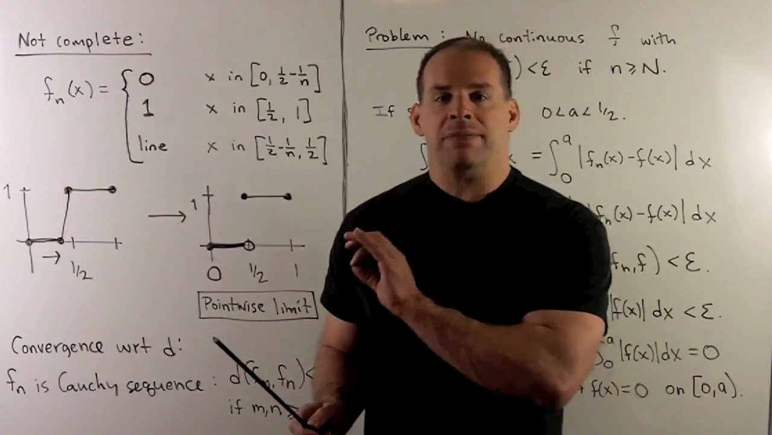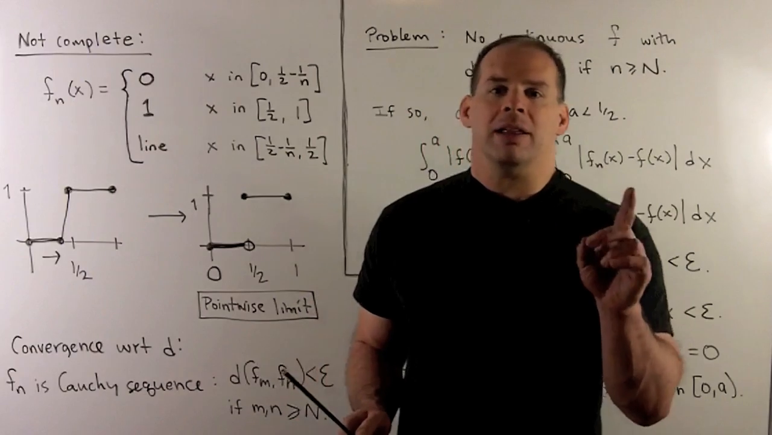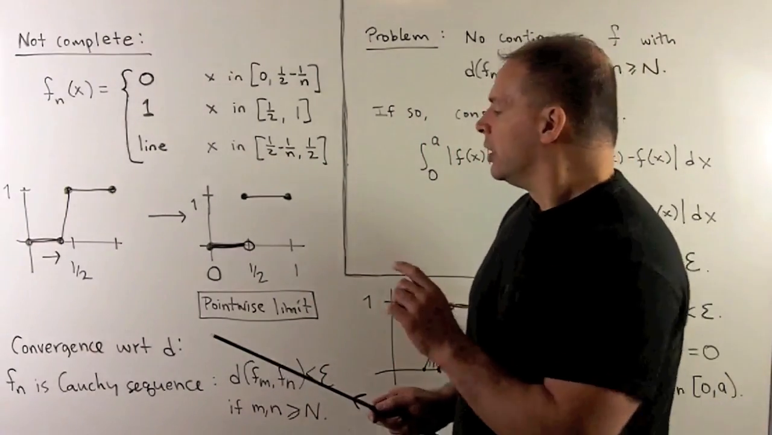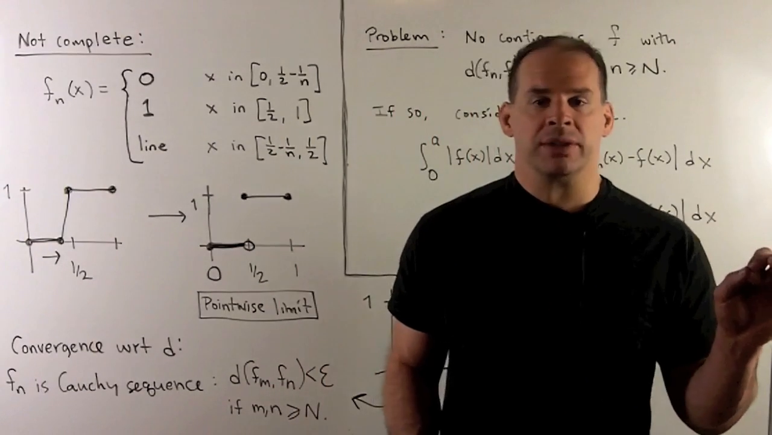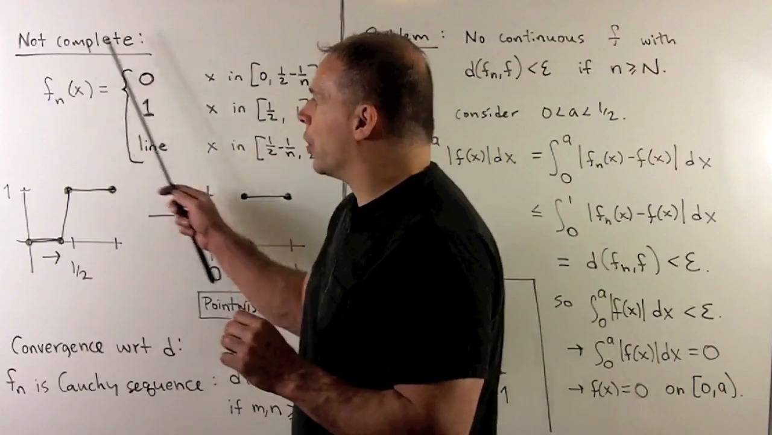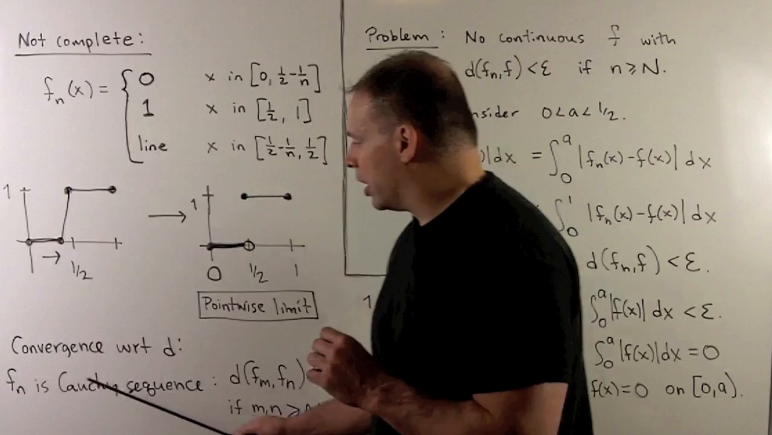Now, that function is not in our space. It's not continuous. But that's not enough to show not complete. What I would have to do is show that we have a Cauchy sequence whose limit is not in our space. Now, we'll show that f sub n is a Cauchy sequence, and then we'll consider what its limit is. So let's take a look.